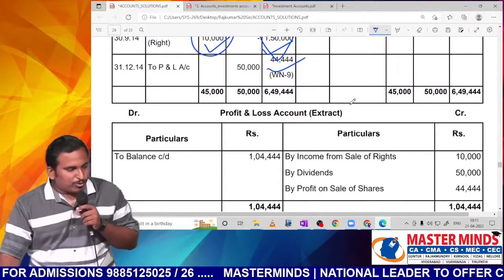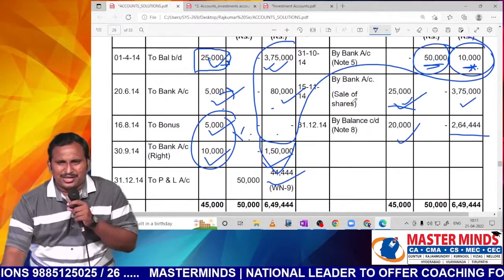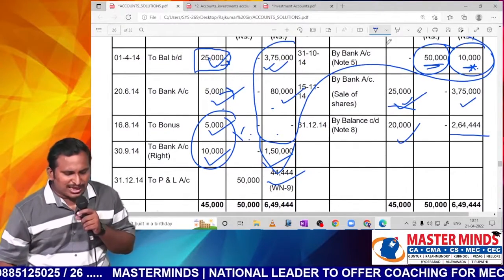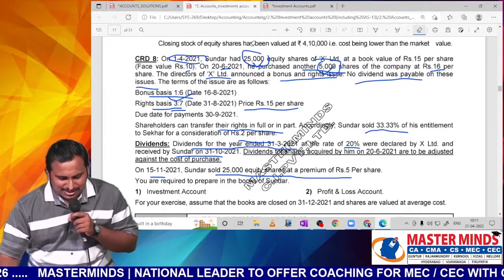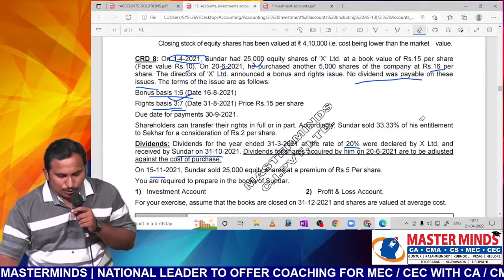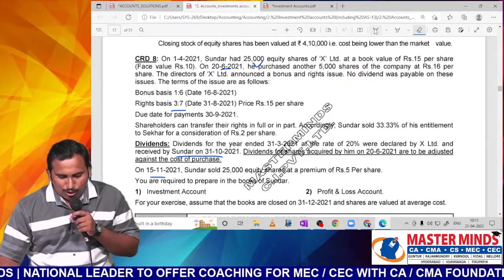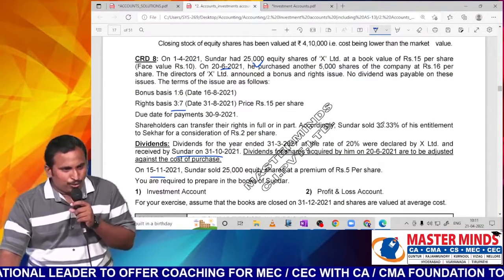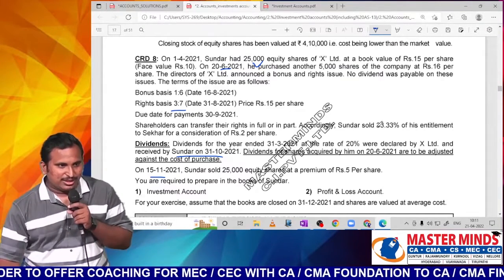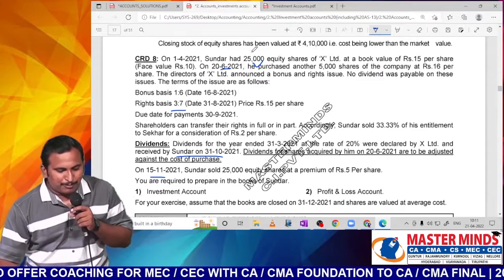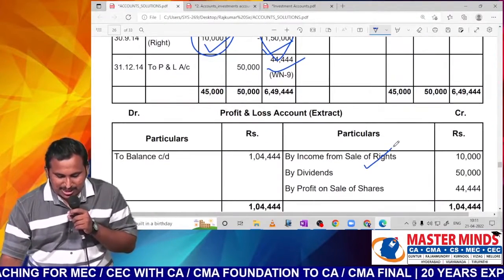Sometimes they may ask you to prepare P&L extract. What is that? Simply whatever items you have received till now, which you transfer to P&L has to be recorded. Tell me, opening balance, anything related to P&L? No. Purchase during the year, anything related to P&L? No. Bonus, anything linked to P&L? No. Rights, anything linked to P&L? Yes. Sale of rights, 10,000. Bank account to sale of rights in P&L, sale of rights to P&L. So in P&L we'll write by sale of rights.